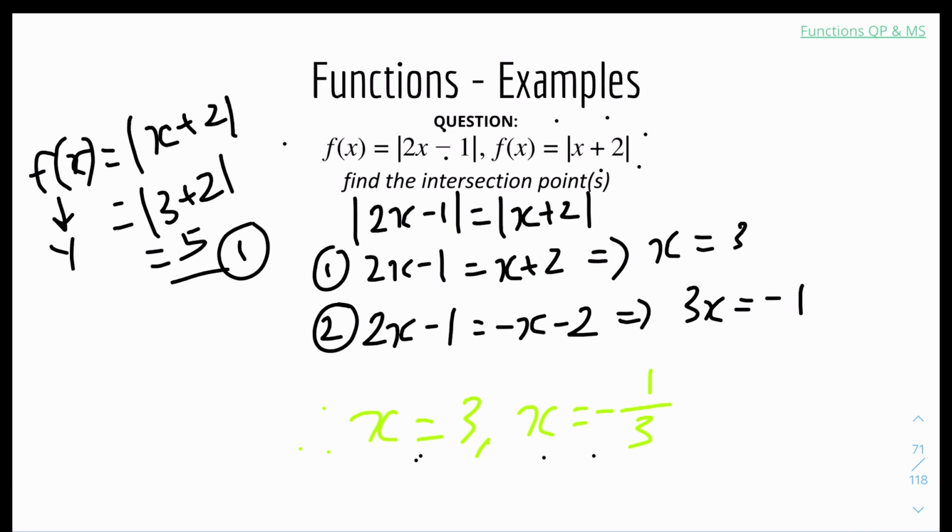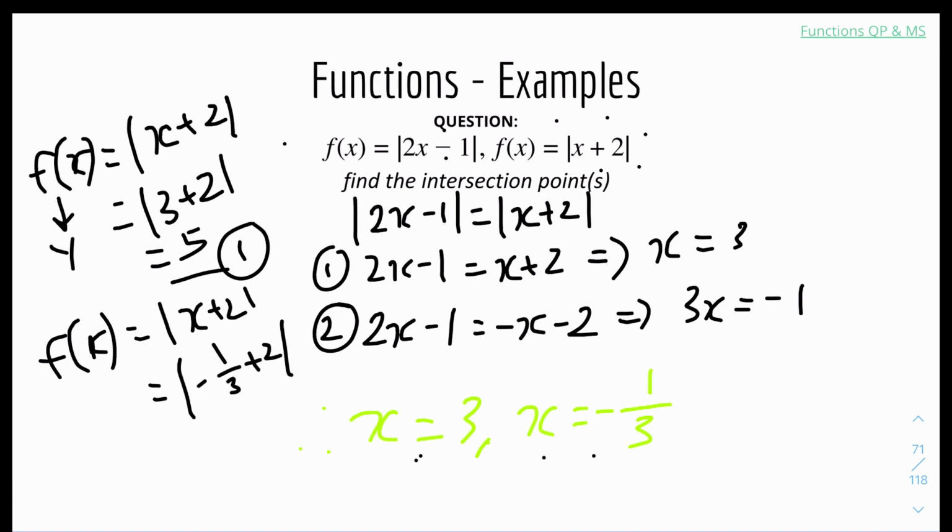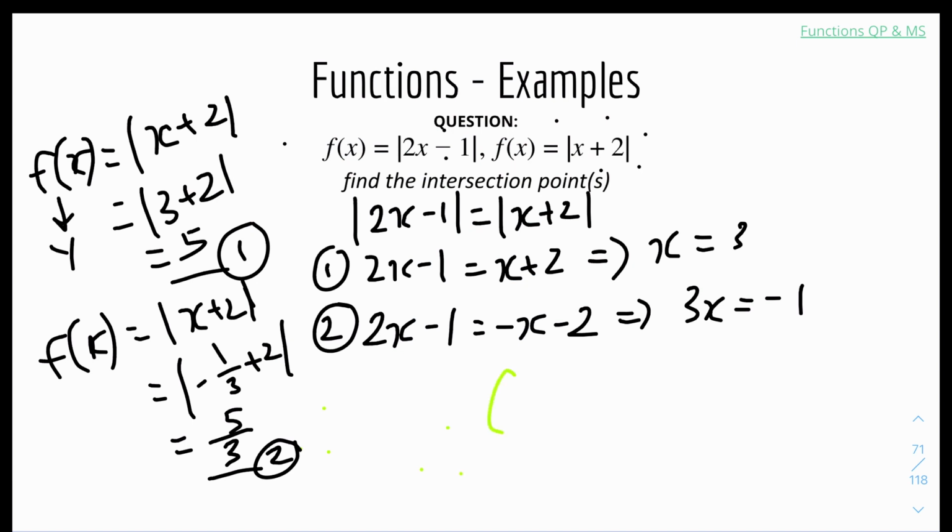That's the first scenario. And then the second scenario where x is minus 1 over 3. Minus 1 over 3 plus 2. If you put it into a calculator, minus 1 over 3 plus 2, you get 5 over 3. So that's the corresponding y value. So now we have two sets of coordinates. That basically means it has two intersection points. When x is 3, y is 5. And when x is minus 1 over 3, y is 5 over 3. And these are the final answers.